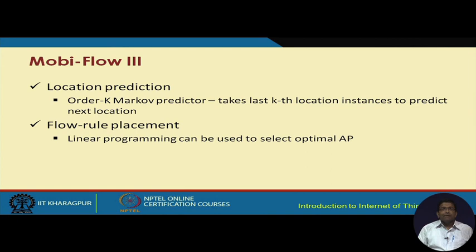Location prediction is done in MobiFlow using something known as the order k Markov predictor, which basically takes the last k location instances to predict the next location. The flow rule placement is a linear programming based solution that is used to select which access point is going to be the optimal one.